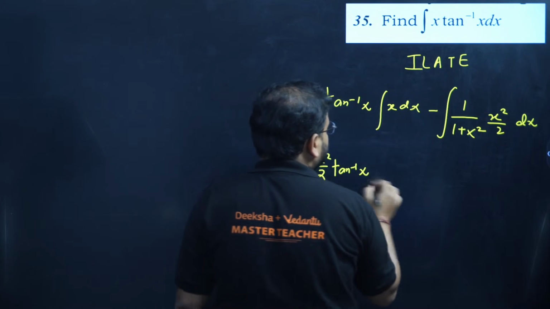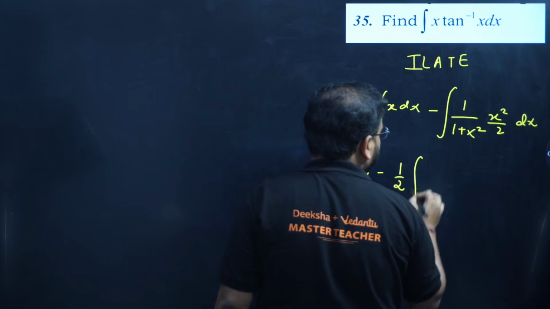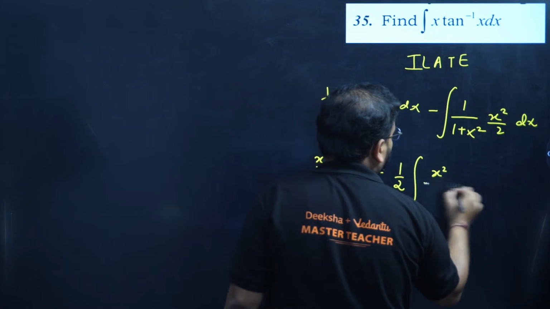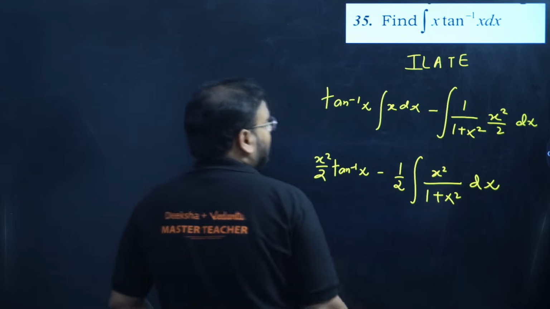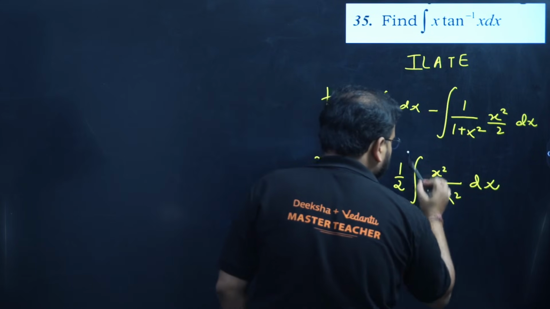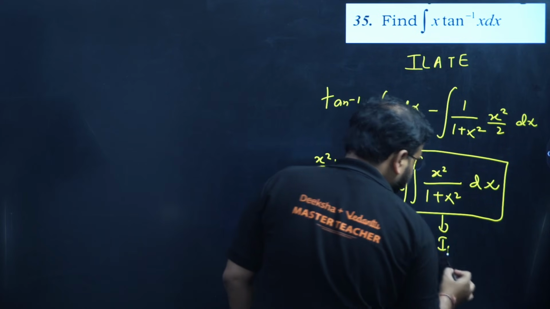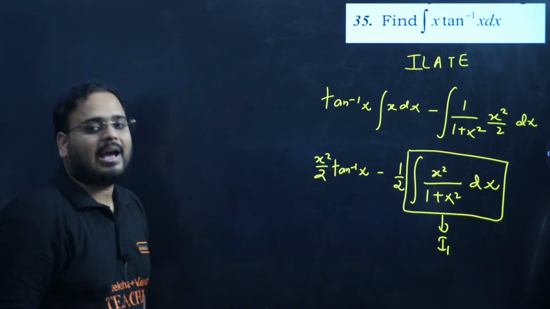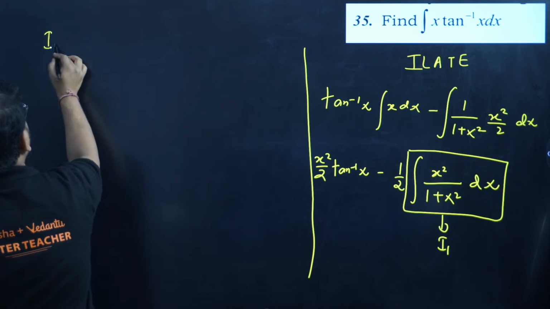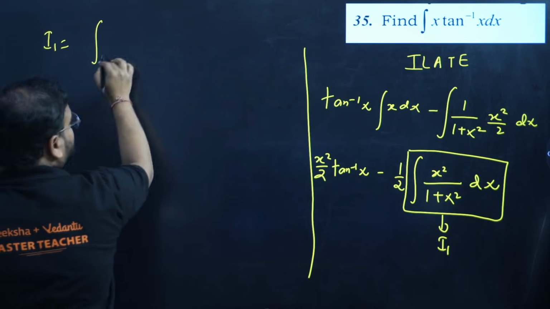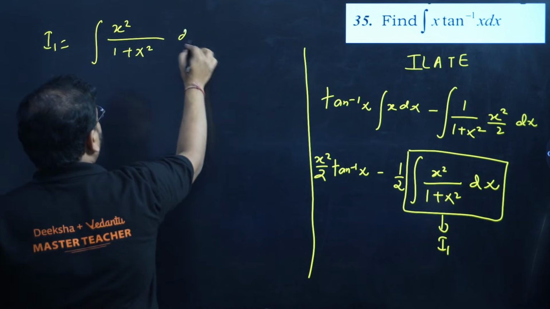This part is x square by 2 tan inverse of x, and this part here you're gonna check the constant is 1 by 2. I can keep it outside. Integration what? I have x square upon 1 plus x square dx. Let me call this integration I1. I will perform it separately on this side. What is I1 given as? Integration x square upon 1 plus x square dx. What is this?